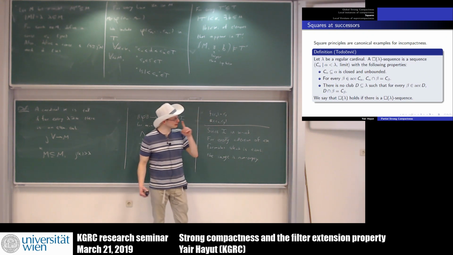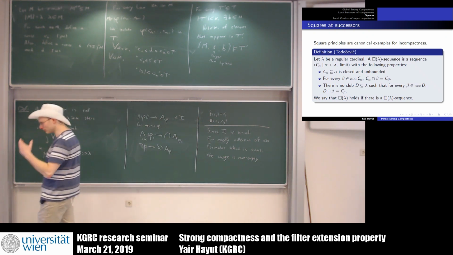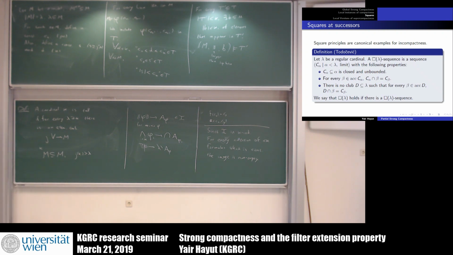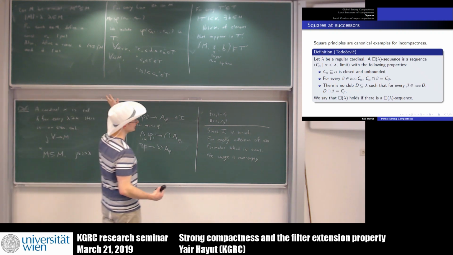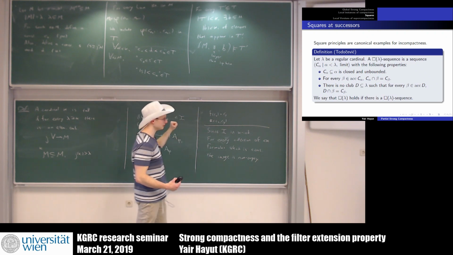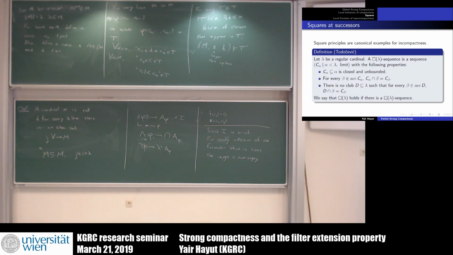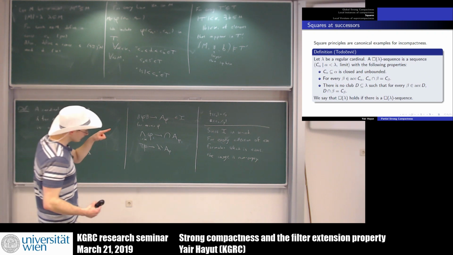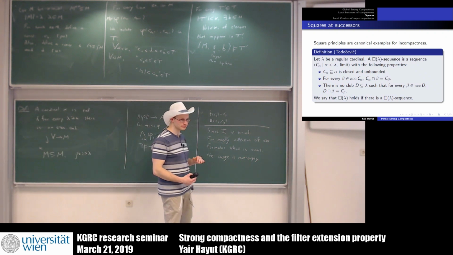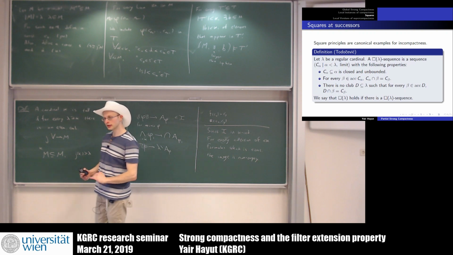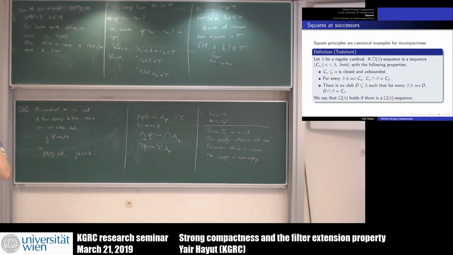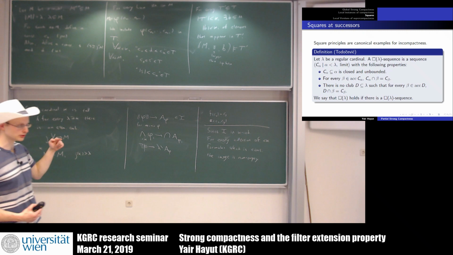But one additional thing, which is the main point of this object, is that I don't have any way to extend this square even by one additional point. So I don't have any club D that can be C of lambda. What does it mean that it can be C of lambda? It means that I don't have any club D such that for every beta which is an accumulation point of D, C of beta is actually the intersection of D with beta. So there is no way to extend the sequence even by one additional point and maintain its properties.